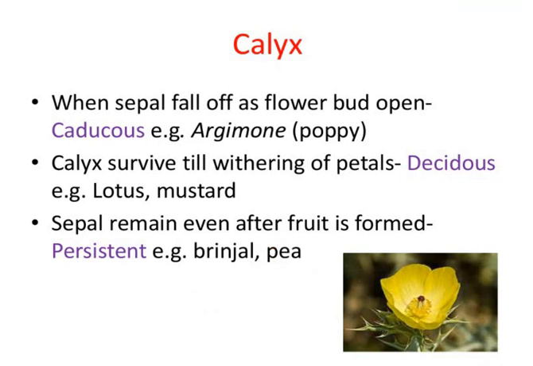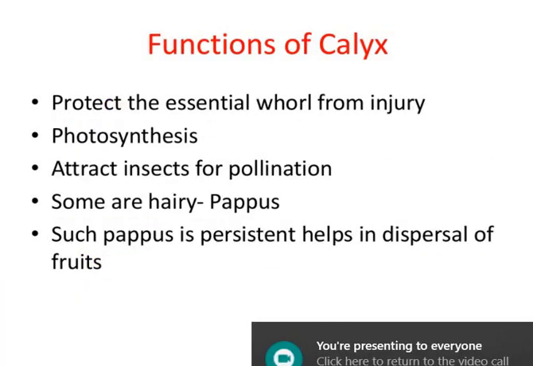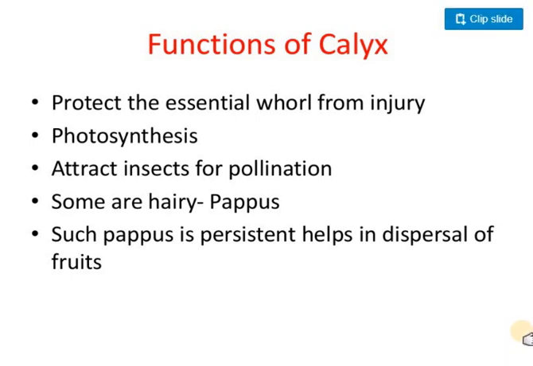Okay. So calyx can be either caducous, deciduous or persistent. Now let's see what the functions of calyx are. They protect the flower bud from injury as a protective layer. As it is green, they can do photosynthesis. They can attract insects for pollination. And in some plants the calyx is a hair-like structure, and it is called pappus calyx.